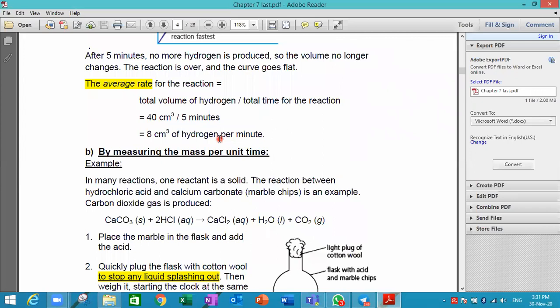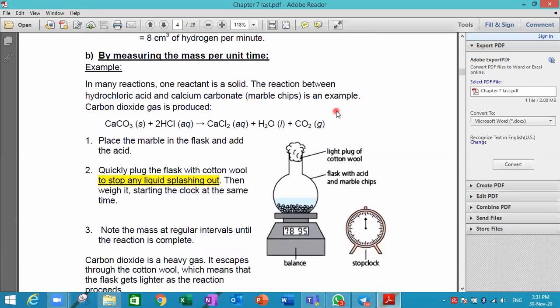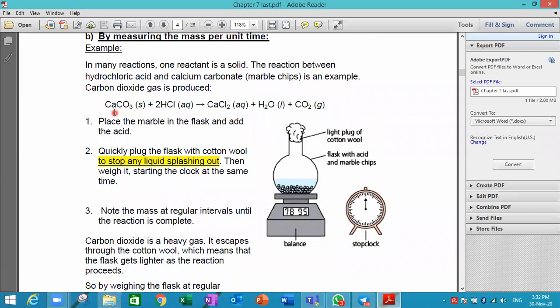Now, this was an example of a reaction in which we can study the rate of a reaction that produces a gas. There's also another method by which we can measure the rate of the reaction if one of our products is a gas, like for example carbon dioxide gas. In this experiment, we have calcium carbonate solid plus hydrochloric acid aqueous gives calcium chloride aqueous plus water liquid plus carbon dioxide. Carbon dioxide gas evolves in this reaction.